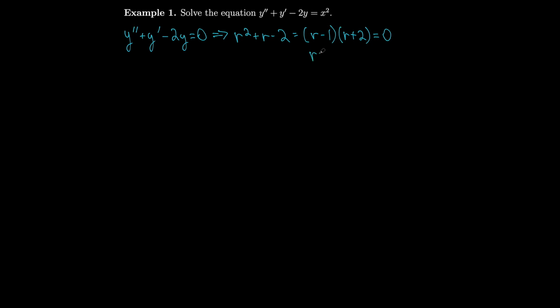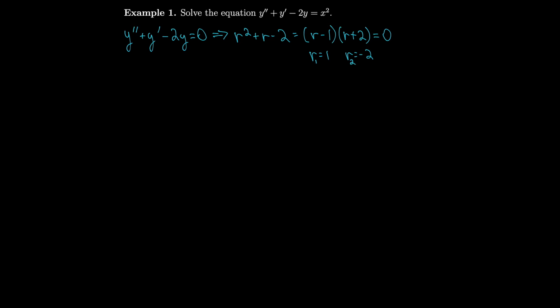So that's when r is equal to 1, and that's when r is equal to negative 2. So we have two different real roots. Actually, this one's negative. We have two different real roots, so we'll make this r1 and we'll make this r2.